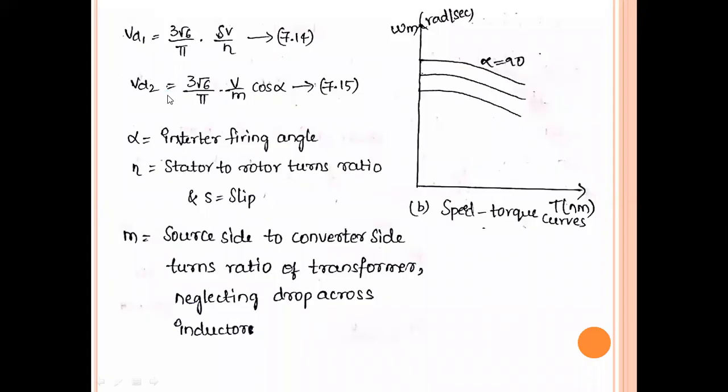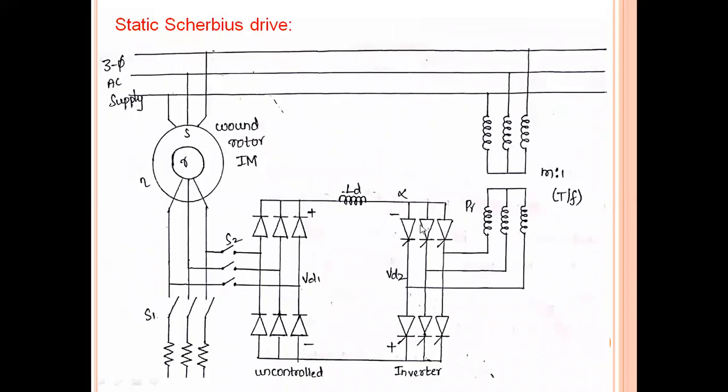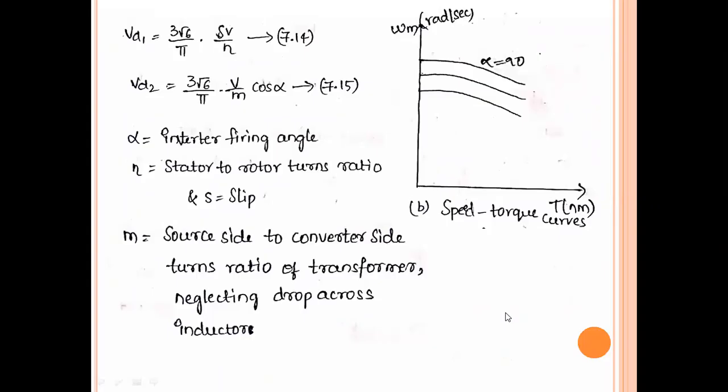And VD2, which is given as input, that means the voltage which can be obtained because of this inverter operation, which is a three-phase full controlled converter. So we know the average value of a three-phase full controlled converter is generally 3√3 by pi into Vm. Instead of Vm, we have written here Vrms into √2. This √2 and √3 are multiplied. So 3√6 by pi into V by M. See, this M represents the transformer turns ratio.